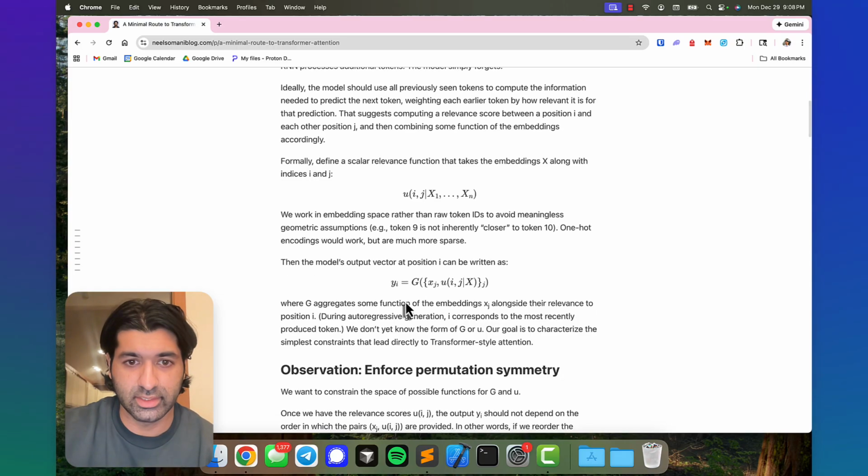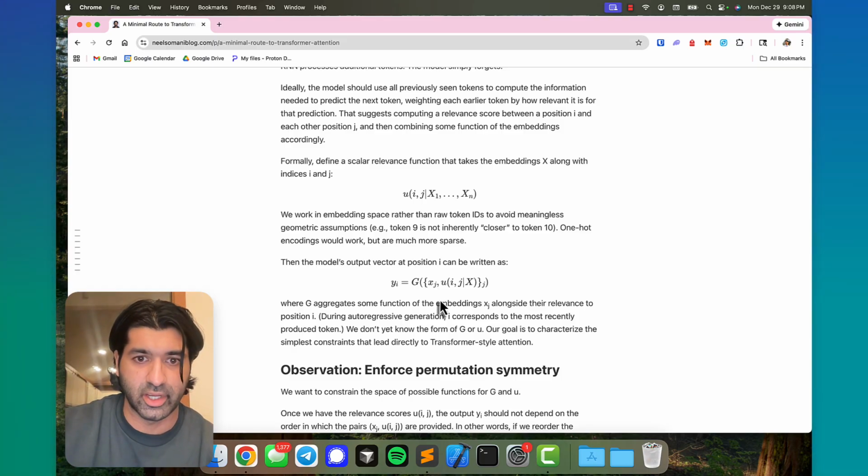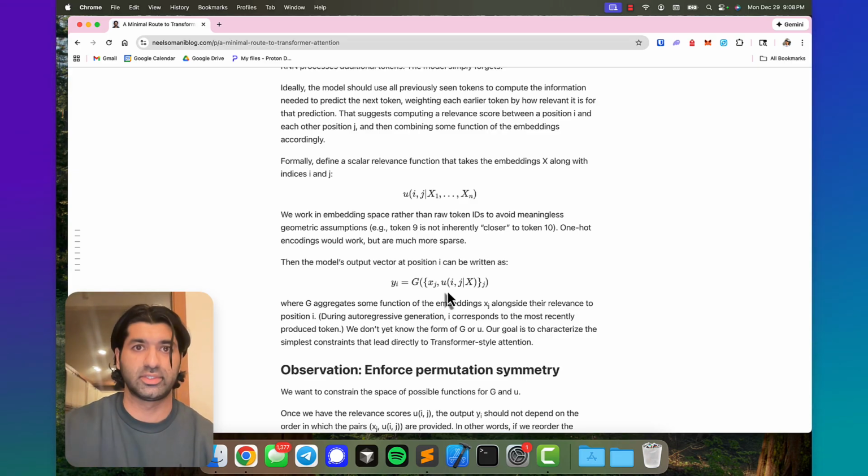So this is a little bit of a dense way of writing the notation, but i is constant within this set. So we're computing the similarity between each token x sub j, or each embedding x sub j, with the single embedding x sub i. And we're passing it all to g because it's going to need that information to produce the attention output.